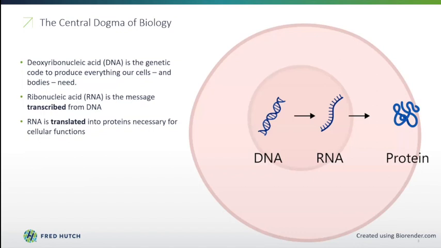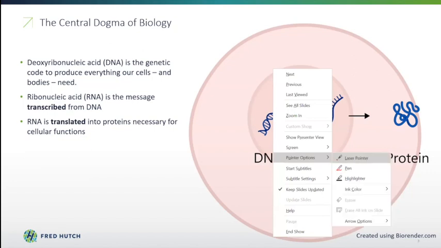So before I discuss the HIV biology, which is very unique and very interesting, it's important for us to go back to the foundations of biology. And by this, I'm talking about the central dogma of biology, which really dictates how cells are able to produce everything that they, and therefore our bodies, need to function. The central dogma of biology states that we start off with a genetic code to produce all of these things, and this genetic code is called deoxyribonucleic acid, or DNA.